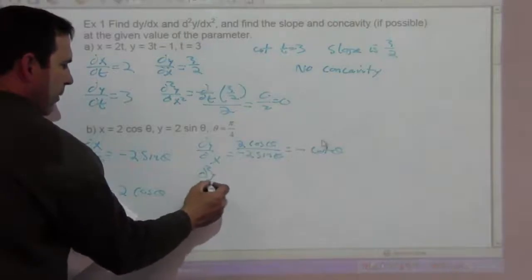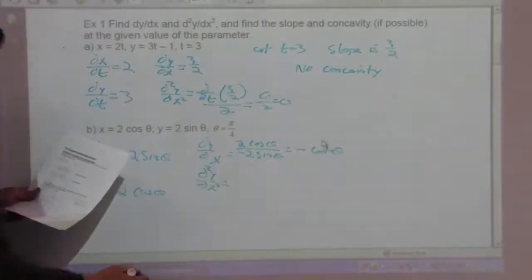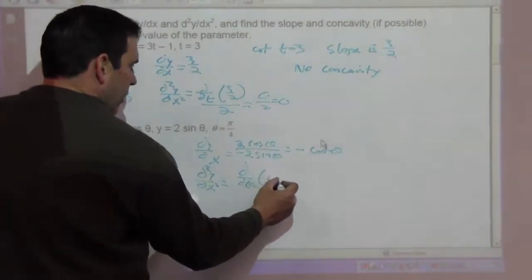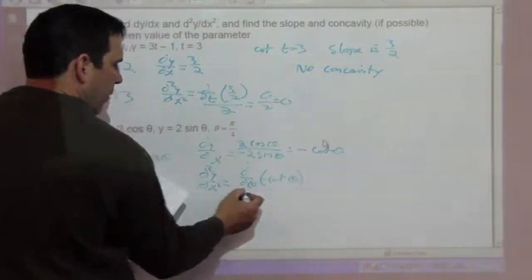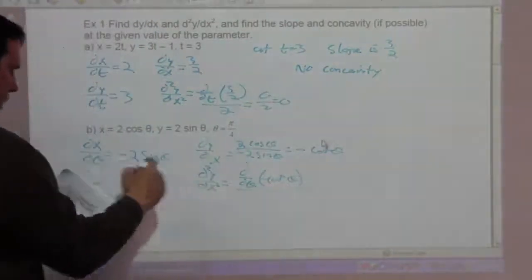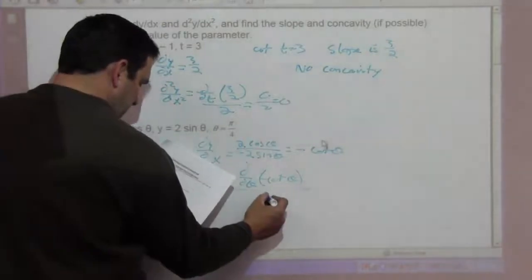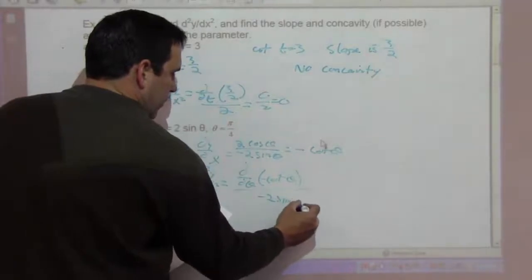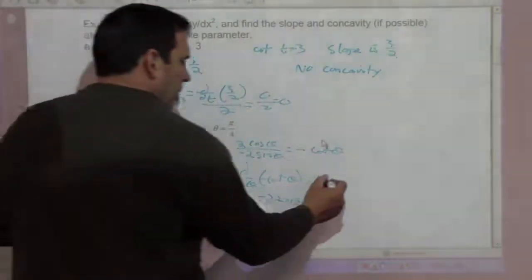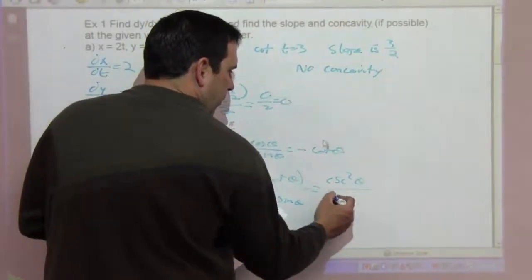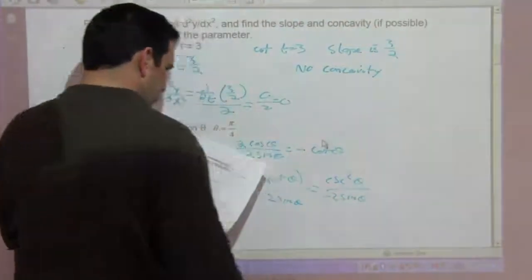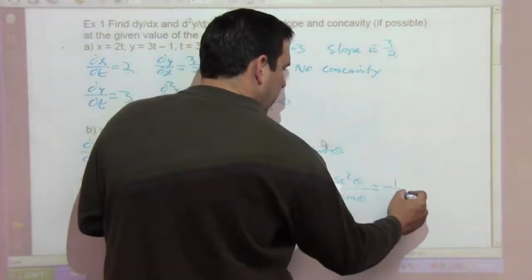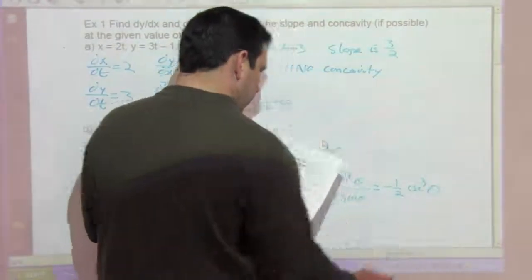Our second derivative of y with respect to x is going to be the derivative with respect to theta of negative cotangent theta, over our dx/d theta, which is going to be 2 times negative sine theta, or just say negative 2 sine theta. This is going to be cosecant squared theta over negative 2 sine theta. That's going to become negative 1/2 cosecant cubed theta.